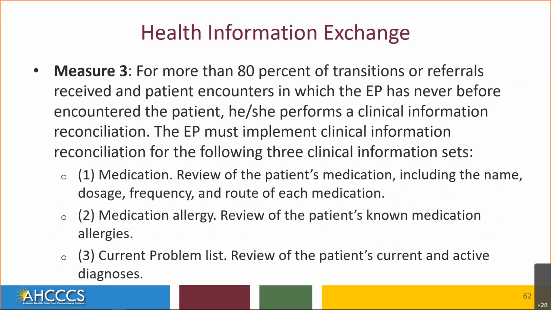For measure 3, it is more than 80% of transitions or referrals received and patient encounters in which the EP has never before encountered the patient, he or she performs a clinical information reconciliation. The EP must implement clinical information reconciliation for the following 3 clinical information sets: 1, medication; 2, medication allergy; and 3, current problem list.